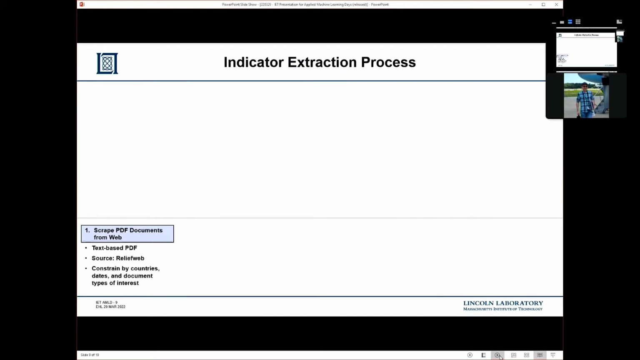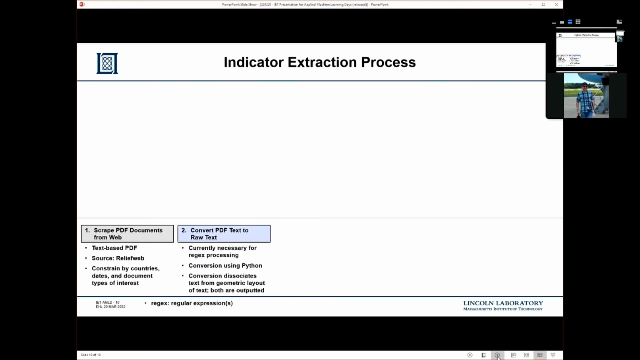Over the next few slides, I'm going to talk about the process that the indicator extraction tool goes through to identify and extract those indicators. So again, the first step is to locate and download PDF documents, in our case from ReliefWeb. Our search criteria were based on which country you were interested in, the dates of publication of the documents, and the document type of interest, things like situation reports and appeals.